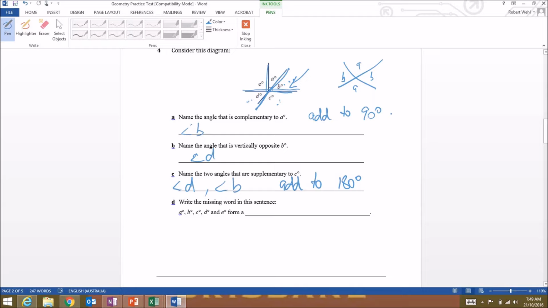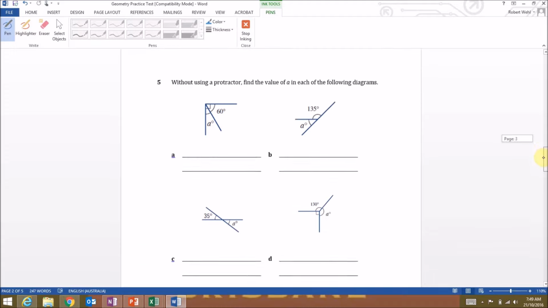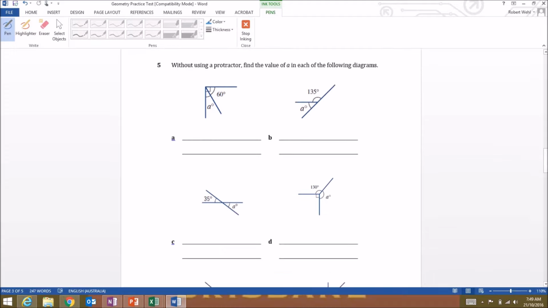Write the missing word in this sentence. A, B, C, D, and E form a revolution. So they equal 360 degrees, so it's a revolution. Just making sure that you remember those. Once again, a lot of the work in this unit is a matter of you actually learning the content, so you know what's on the test.